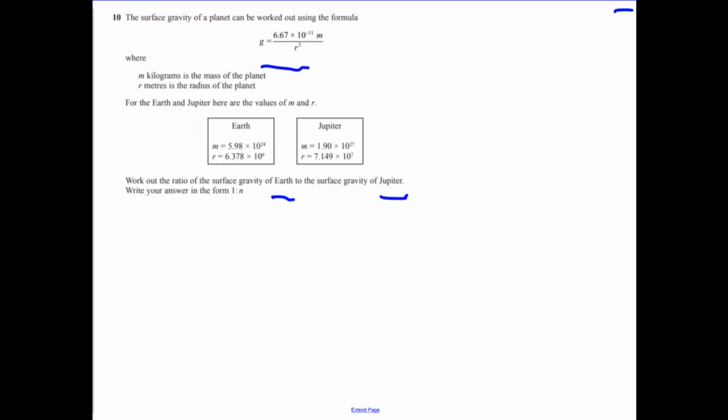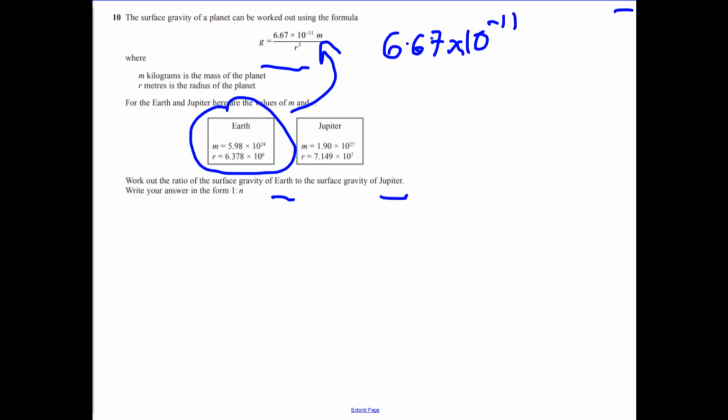So let's work out Earth first of all. Let's just take these numbers and pop them in here on your calculator. For Earth, it just says do 6.67 times 10 to the minus 11. So you're going to write that into your calculator and then multiply by this value just down here, 5.98 multiplied by 10 to the power of 24.